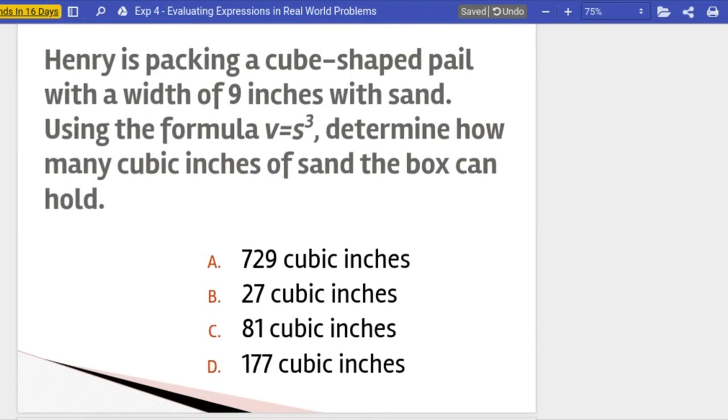Okay, put the video on pause and go ahead and try this one yourself, and then check your answer afterwards.